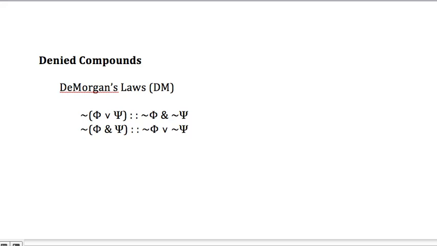Last day we introduced De Morgan's laws, and the most important thing about these laws is the way that we can take the denial of a compound, in this case either an or an and, and we can turn that into something that's easy to extract information from. So if we have the denial of an or, we can turn it into a conjunction. If we have the denial of an and, we can turn it into a disjunction. And in both cases, we're left with something that's easy to work with.